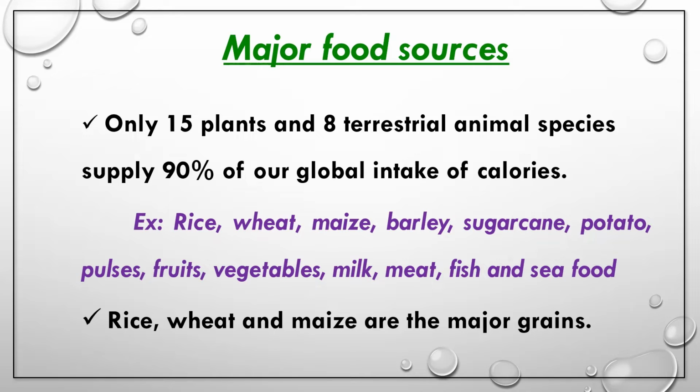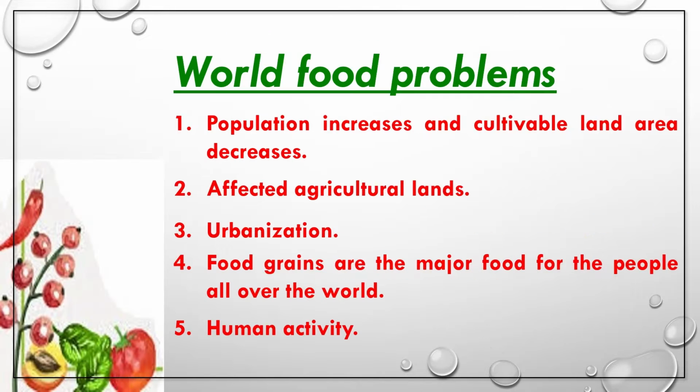Rice, wheat, maize, potato, barley, pulses, vegetables, fruits, sugarcane, milk, meat, and seafoods are the major food sources. From these, rice, wheat, and maize are the major grains that provide more than 50% of calories people consume. We know that 79% of the total area of the earth is covered with water. Only 21% of the earth's surface is land, out of which most of the areas are forest, desert, mountains, barren areas. Only a small percentage of the land is cultivated.